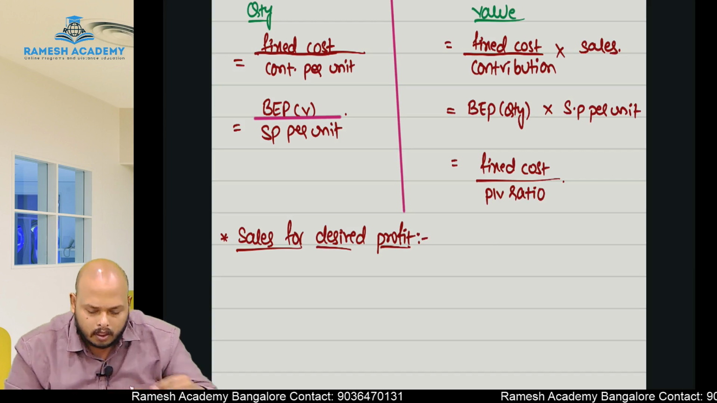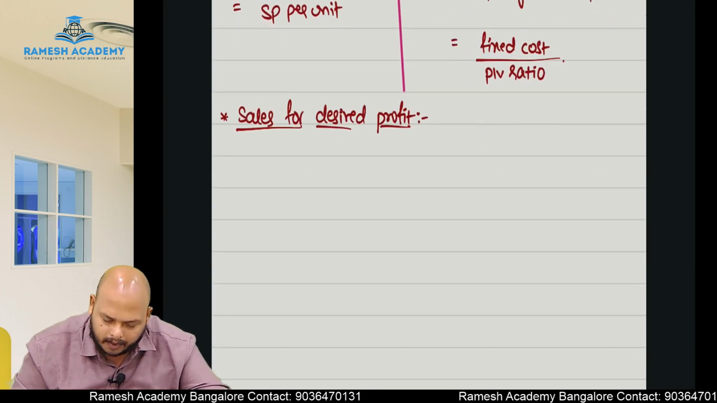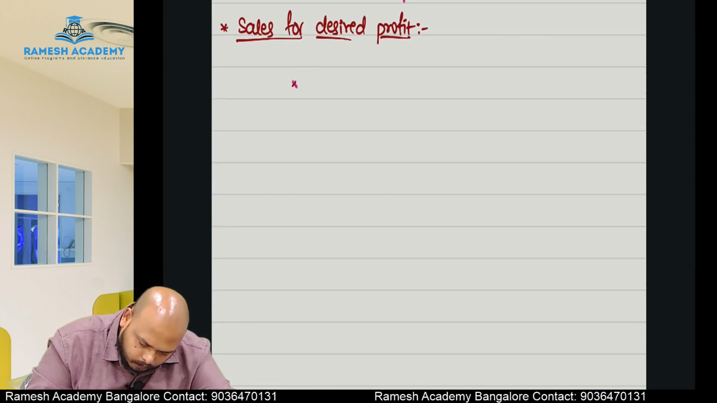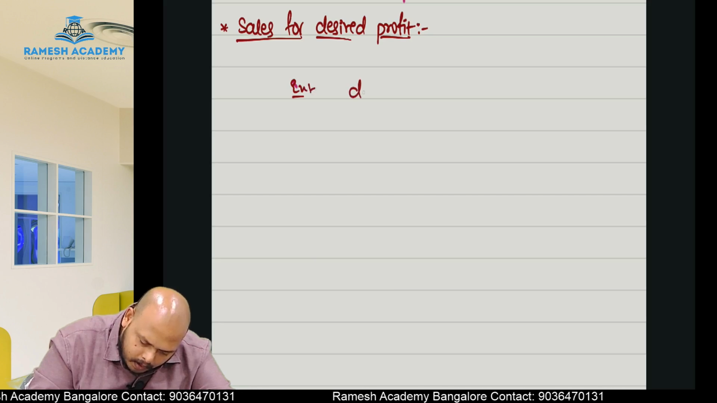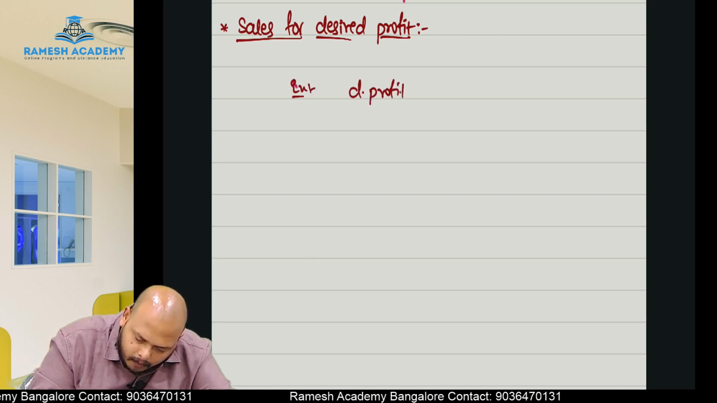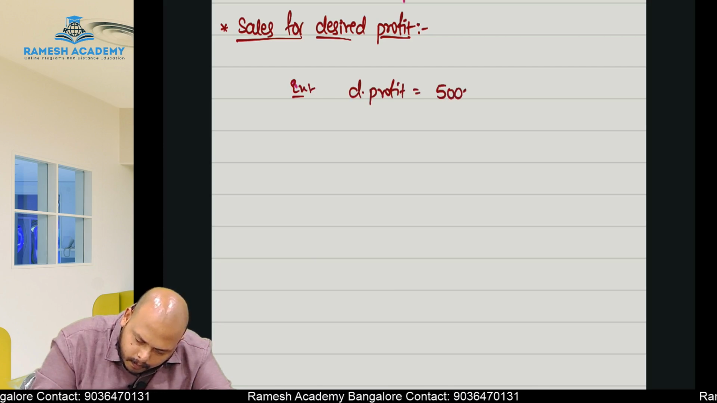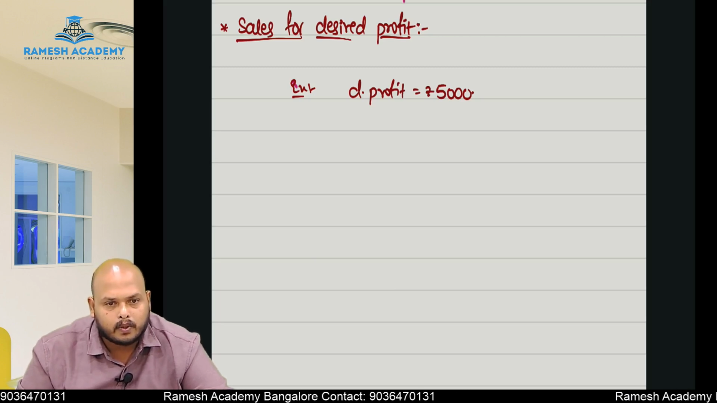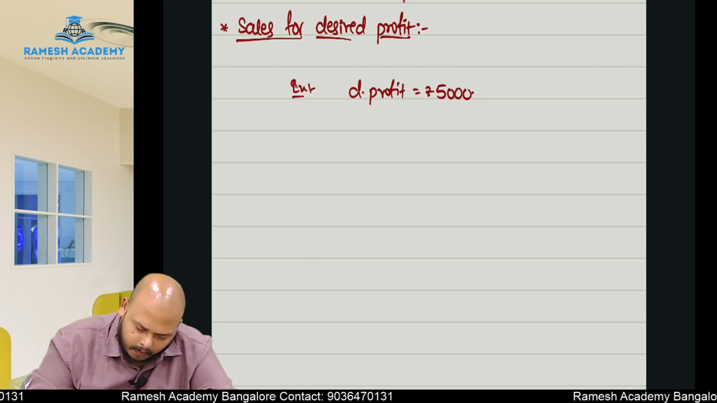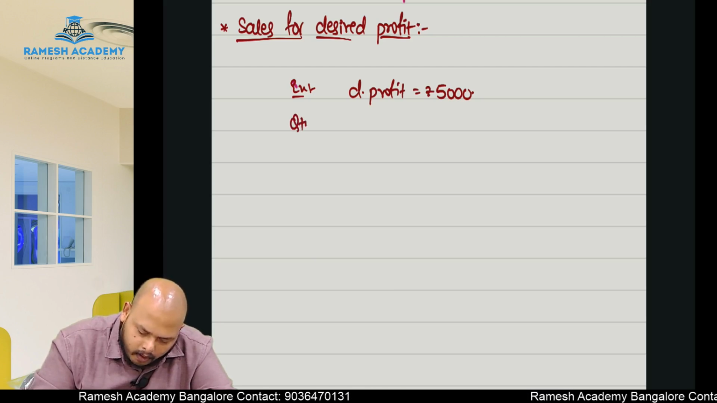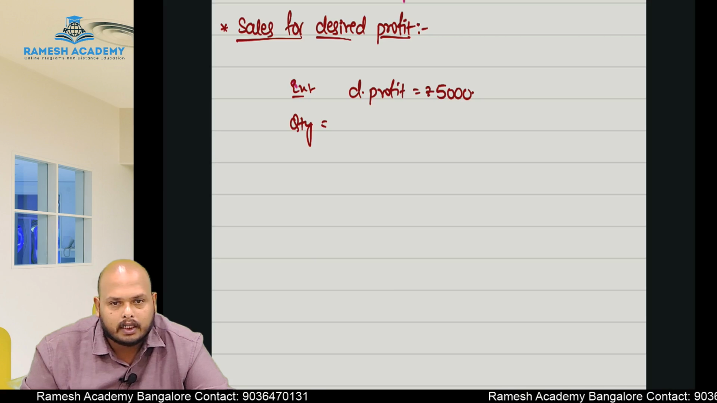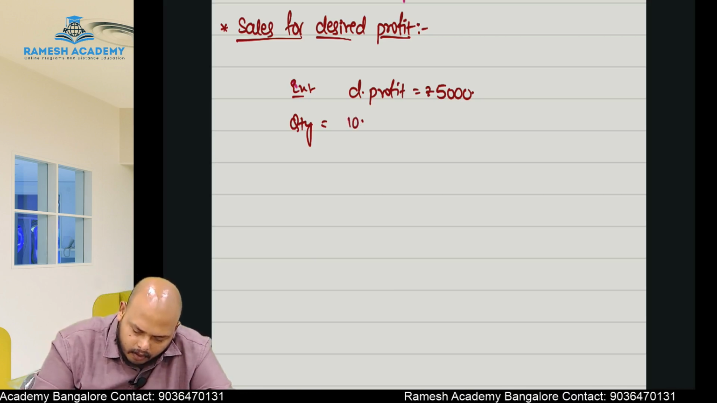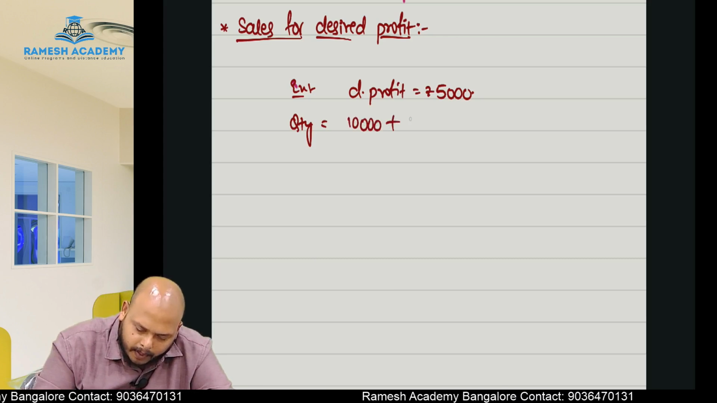Let us take one example, then you will understand the formulas. Suppose the desired profit is 5,000 rupees. Now let us see how much quantity we should sell to earn a desired profit of 5,000. How much is our fixed cost? 10,000. Fixed cost plus desired profit.